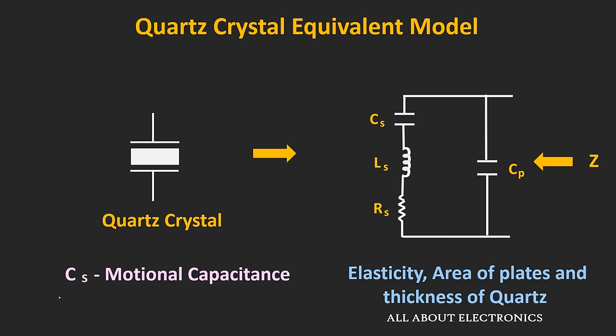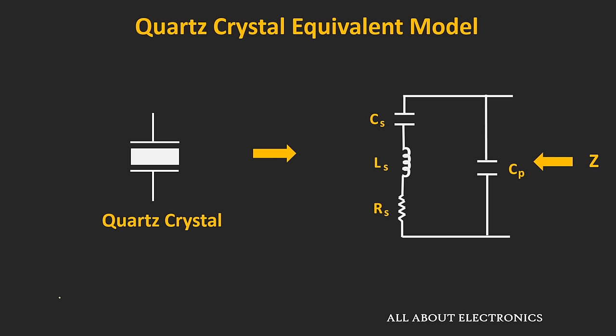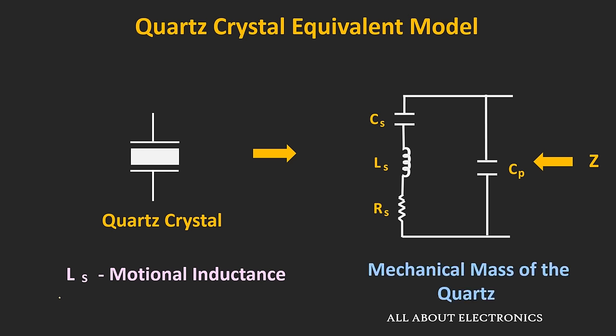The crystals used in the oscillator are fabricated in the form of a wafer, and if you look inside this crystal, then it looks like this. The next component in the equivalent circuit is the series inductance, which is known as the motional inductance. Basically, it defines the mechanical mass of the quartz when it is vibrating. The value of this motional inductance ranges from a few henries to millihenries. And it also depends upon the thickness of the quartz material.